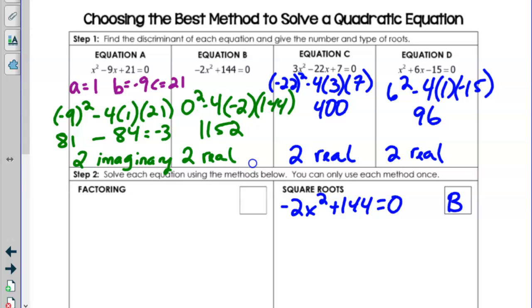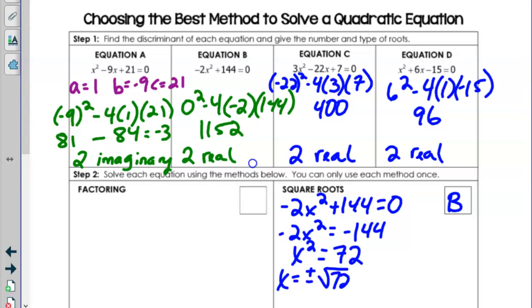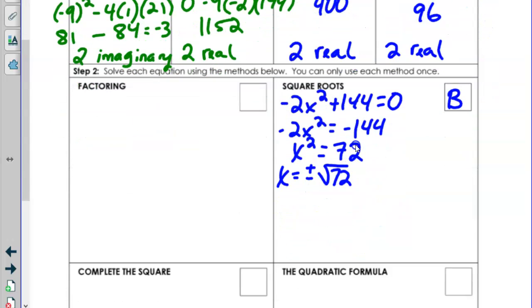Let's go ahead and solve it while we're at it. Well, what do I do first? Very good. So I get negative 2x squared is equal to negative 144. And what would that equal? X squared equals 72. Plus or minus the square root of 72, and then we're going to do the tree for 72. What does 72 break down to? I got 8 and 9. 8, 9. And 9 is 3 times 3. And 8 is 4 times 2, which.